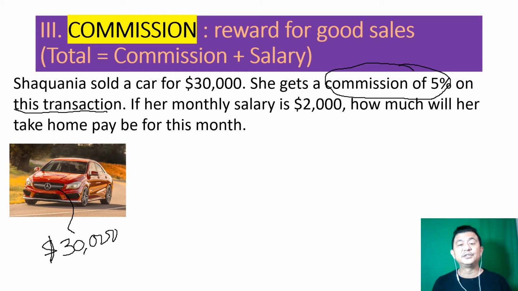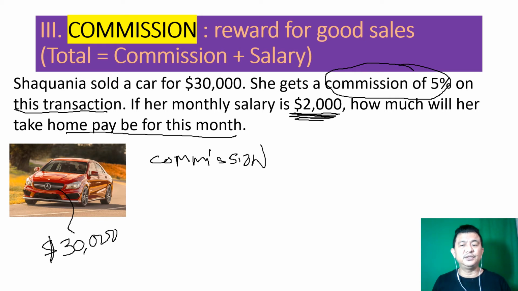Wow, she gets a portion of that because of her good work. But remember, she already has a monthly salary. The commission is an additional reward that she gets. If she didn't sell cars, she won't get extra money. Okay, how much will her take-home pay be for this month? Let's start first by knowing the commission. The commission is 5% of the 30,000.